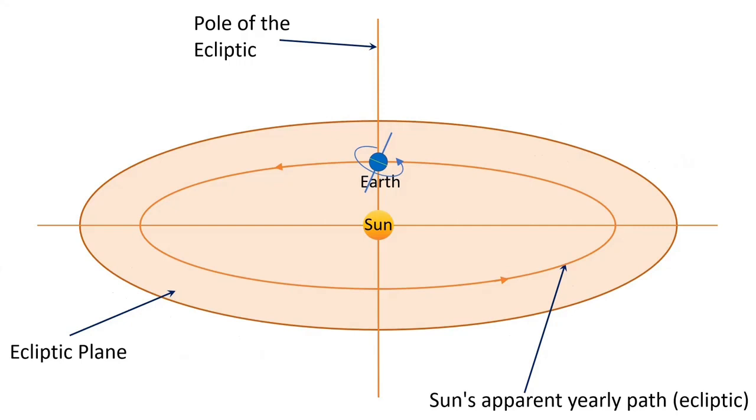We all know that it's the Earth that revolves around the Sun, and it takes about 365 days to complete one full rotation. But from the Earth, it feels as if the Sun is traversing this path over the course of the year, and hence we call it Sun's apparent path.